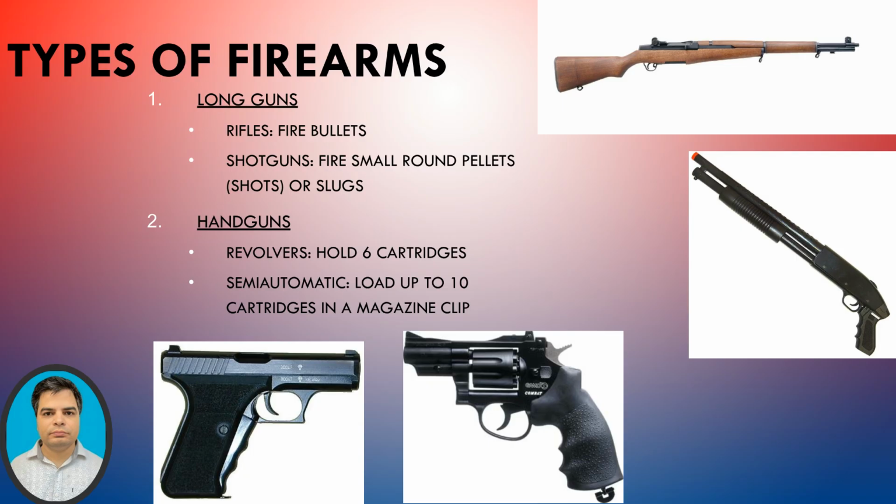Firearms are generally categorized as long guns or handguns. Long guns include rifles that fire bullets and shotguns that fire small round pellets or slugs. Handguns include revolvers, which hold 6 cartridges, and semi-automatics, which load up to 10 cartridges in a magazine clip.